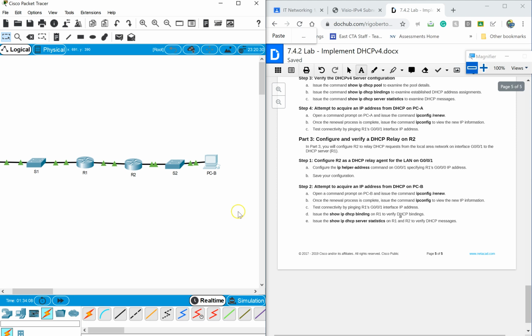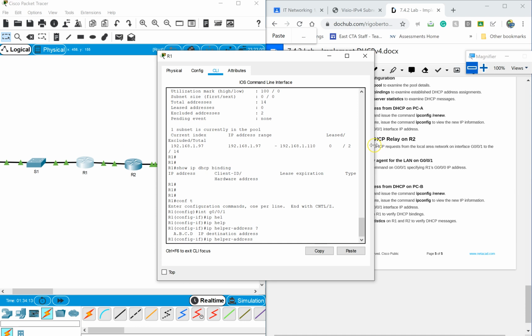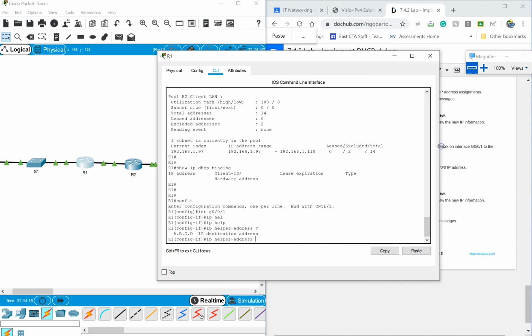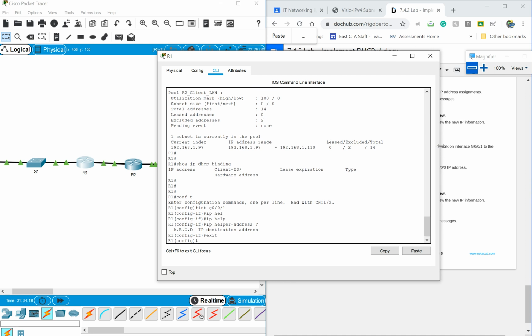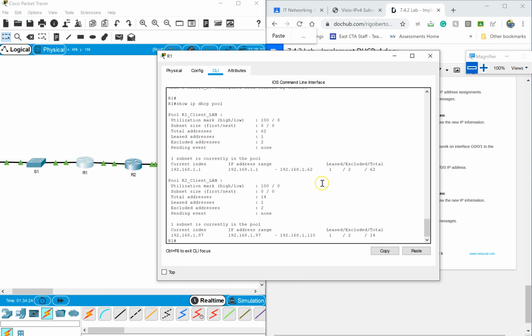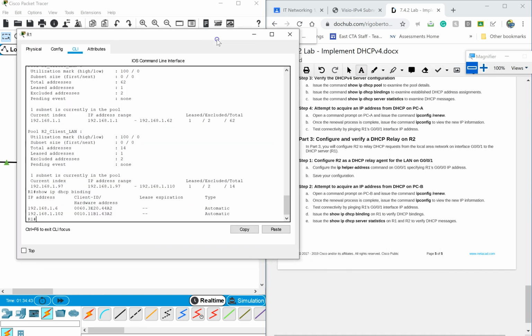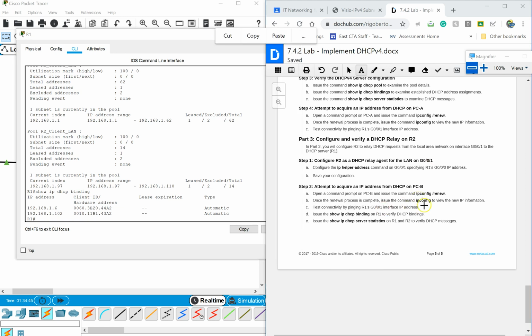Now, if I go into and show back on R1, let's run some of these show commands again. Exit, and let's do a show ip dhcp pool. I can see that I have one leased here and one leased here. If I do show ip dhcp bindings, hey, look at that. 192.168.1.x is bound, and this is the MAC address of that device, and 192.168.1.102, and that is the MAC address of that device.